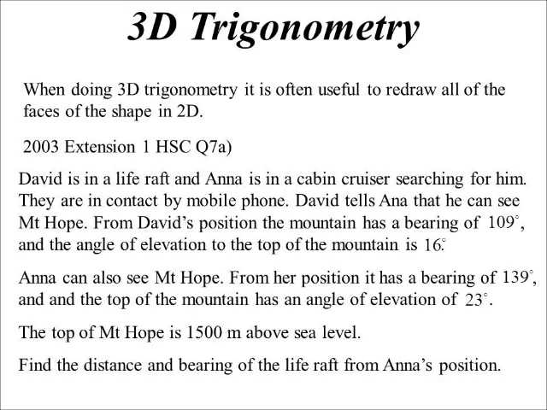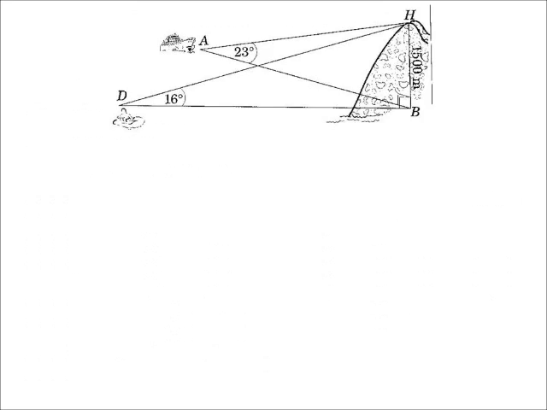All these things are very handy if you're ever stuck in a life raft. Anna, on her cabin cruiser, can also see Mount Hope. And fortunately, she also has a compass. Oh yes, but for me, the bearing's 139 degrees. And the angle of elevation is 23. And they just happen to know that the top of Mount Hope is 1,500 metres above sea level. So from that, we can work out the distance and the bearing of the life raft from Anna's position to go and save David.